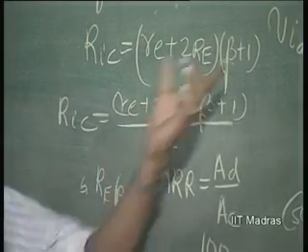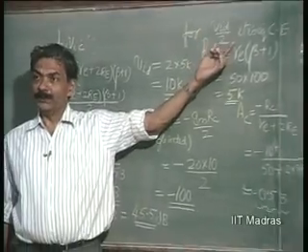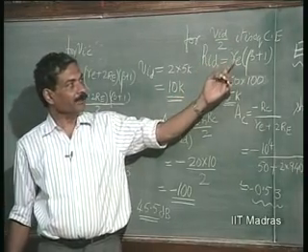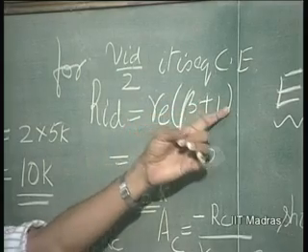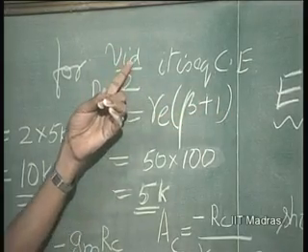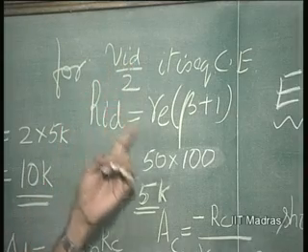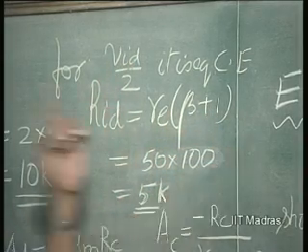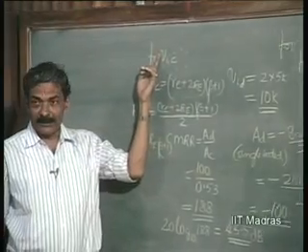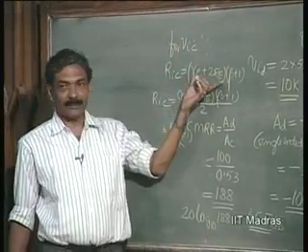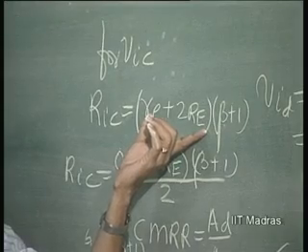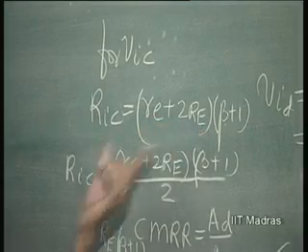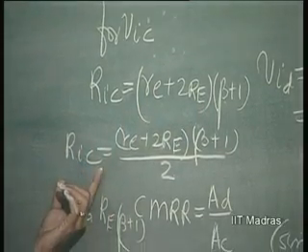Once again, let us go through this. VID by 2 was seeing an impedance of RE into beta plus 1. Then how much VID will see? 2 RE into beta plus 1. Here VIC was seeing two such impedances connected in parallel. So, how much VIC will effectively see?